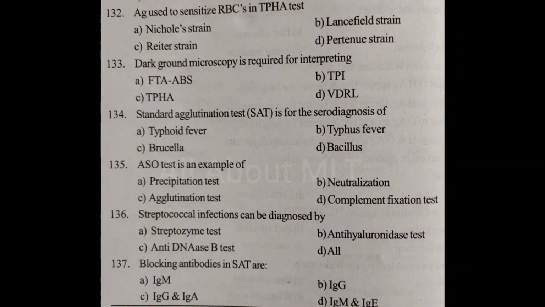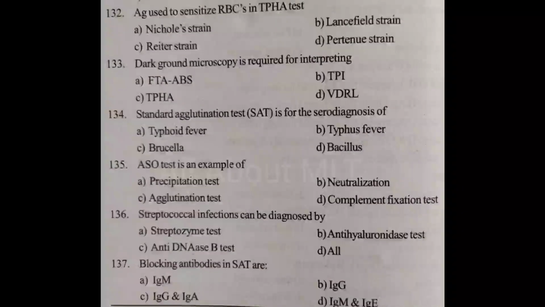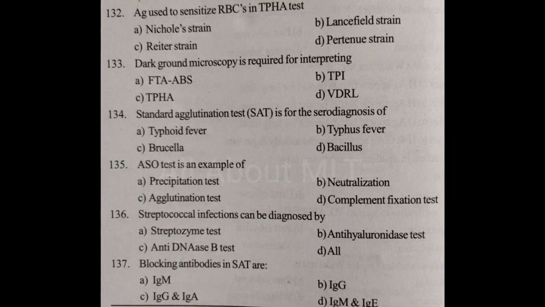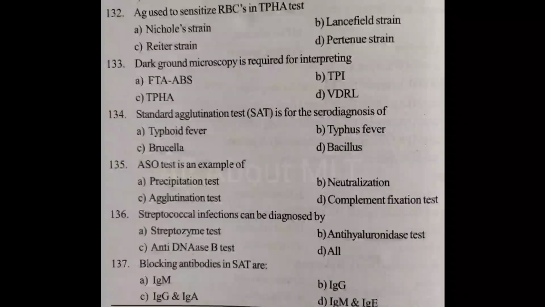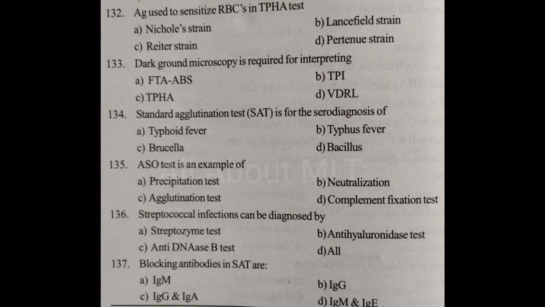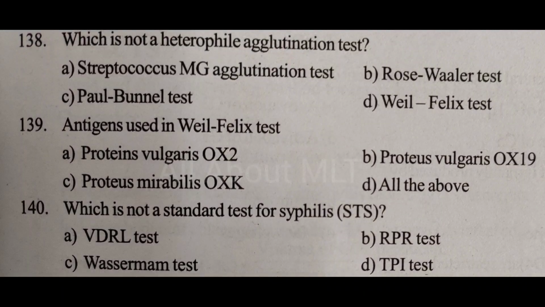Blocking antibodies in SAT are option A IgM, option B IgG, option C IgG and IgA, option D IgM and IgE. Answer is option C, IgG and IgA.